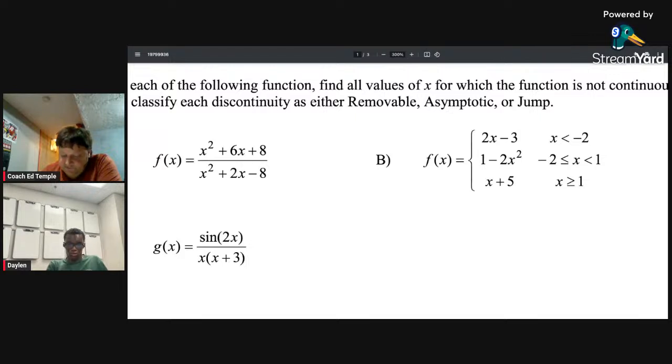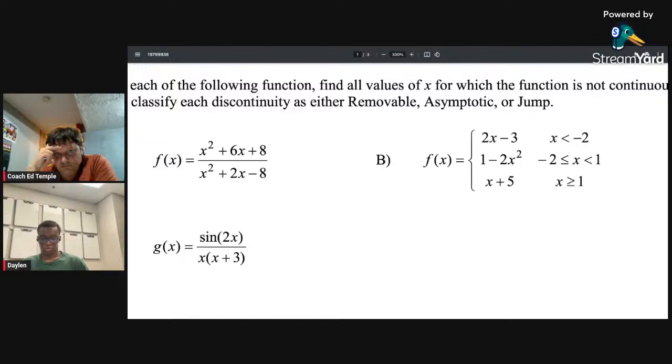And what else? What's the other one? F of negative 4, what are you going to say that is? Removable. Removable discontinuity. There you go. So now what would you classify the function as, though? If you're saying this is all one function, you would have to say it's what? Asymptotic. Yep, you would have to say that.